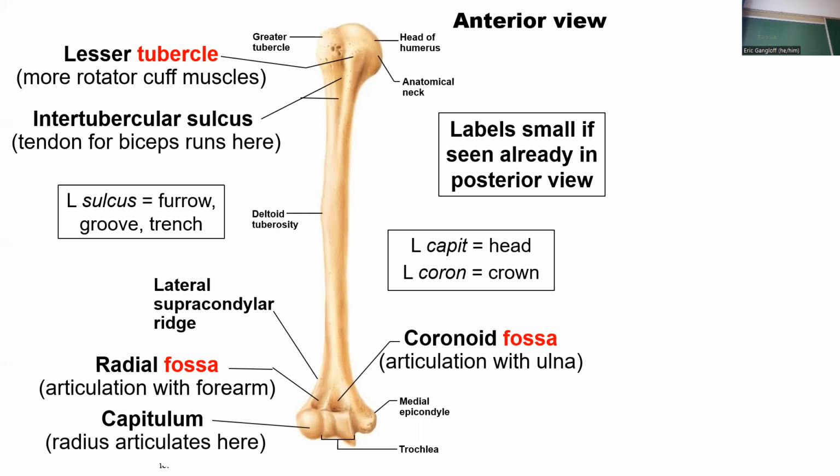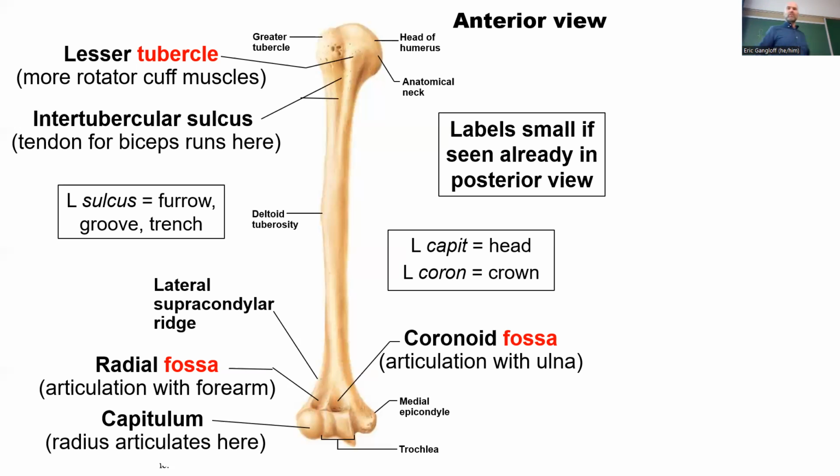I'm going to focus on the features in red here. If we look at the humerus, this is from an anterior view. So this is like this. We have another flat area here called the coronoid fossa. That's just proximal to the trochlea here. And the other feature is the capitulum, which is this round area here, just lateral to the trochlea. And this is where the radius articulates.